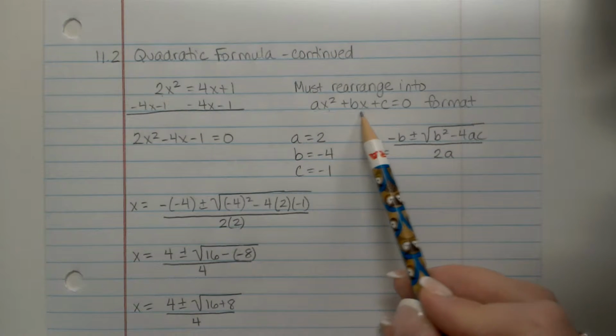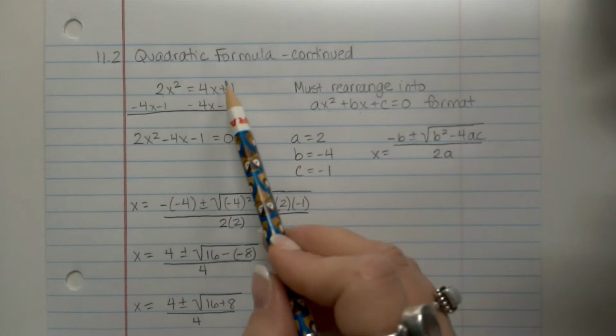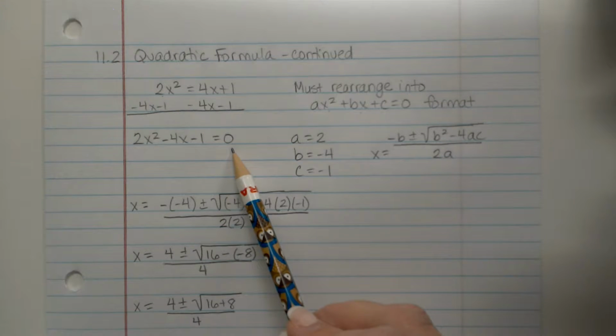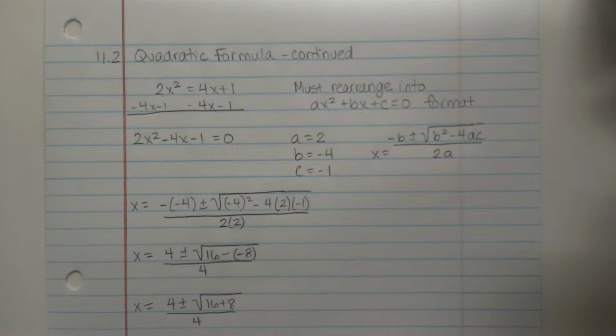The x squared, the x, and the constant are not all equal to 0. We've got to move this 4x. We've got to move this 1. Everything's got to be moved over to one side so that it's equal to 0. If you start trying to pick a's and b's before it's moved, you're going to get the wrong answer.